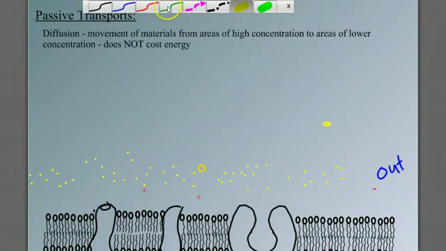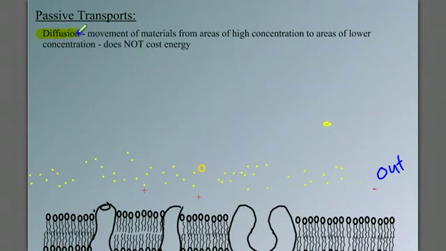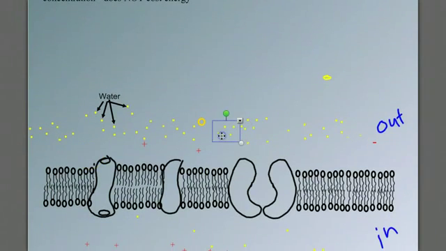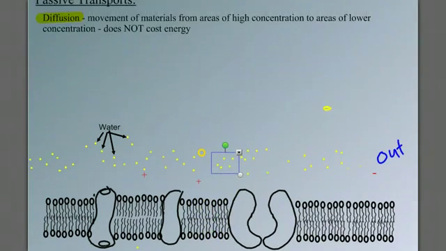And we call that diffusion. Now, question: what if these yellow dots represented water? If we let these yellow dots represent water, then this movement, this diffusion of water across the selectively permeable membrane has a special name. We call that osmosis.